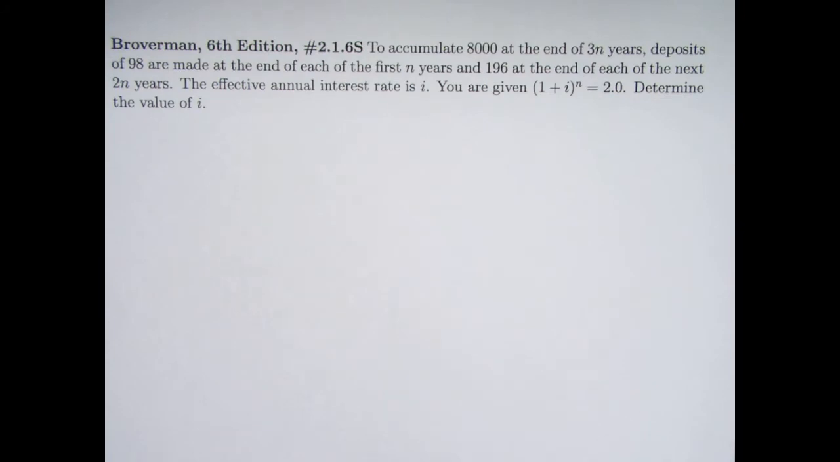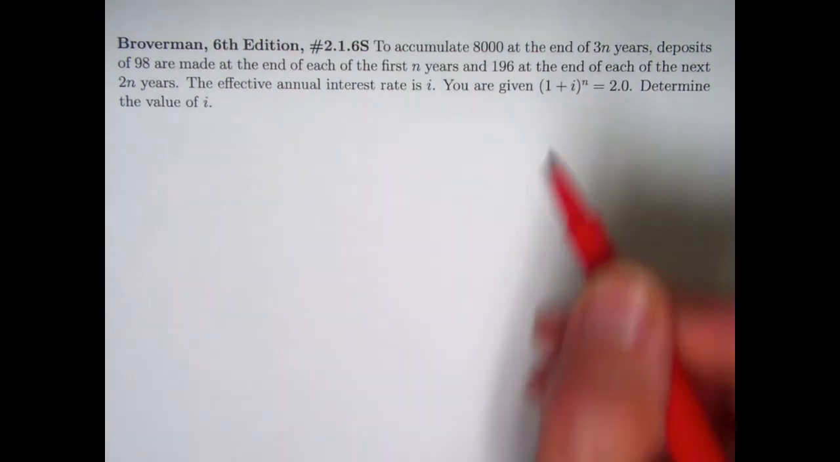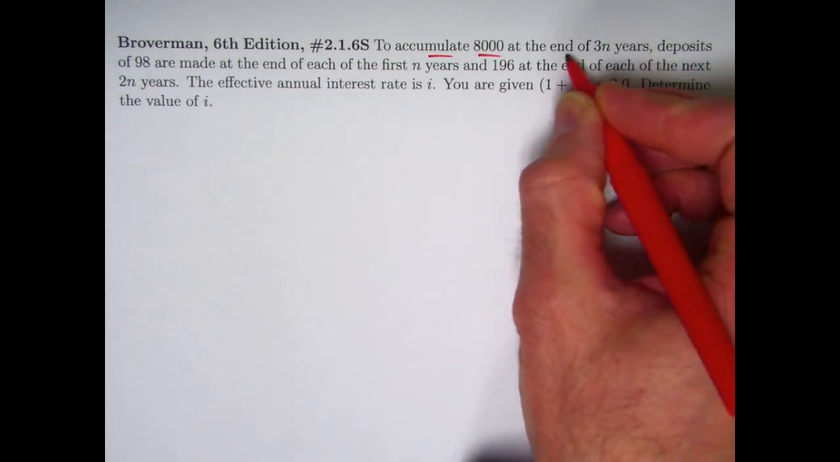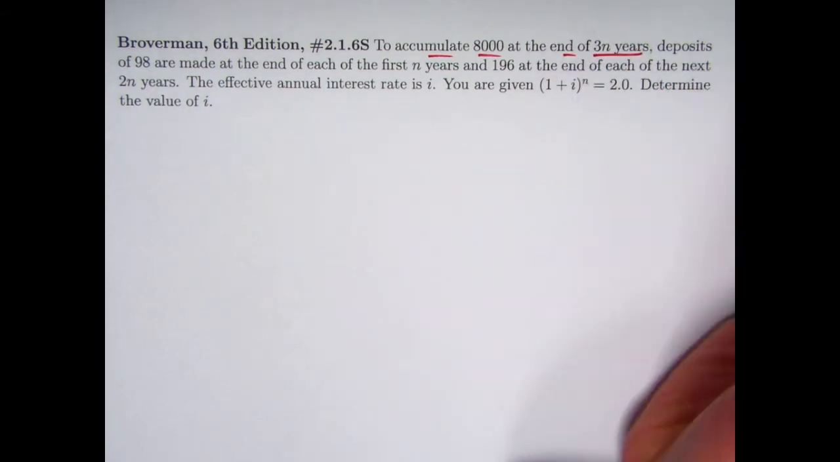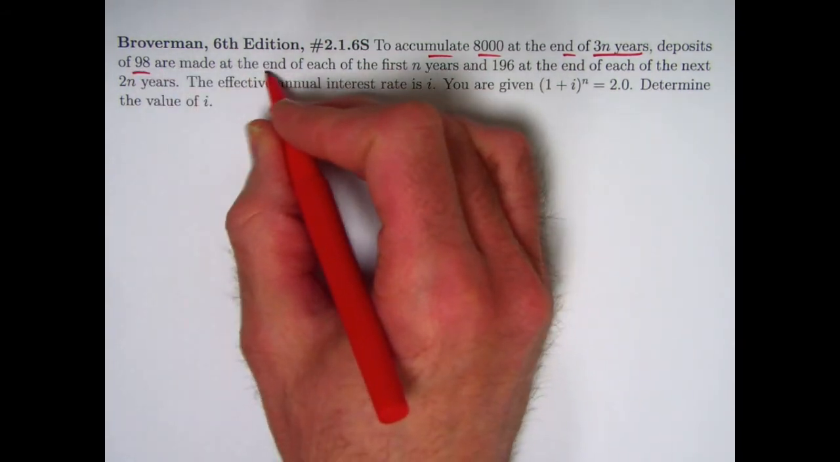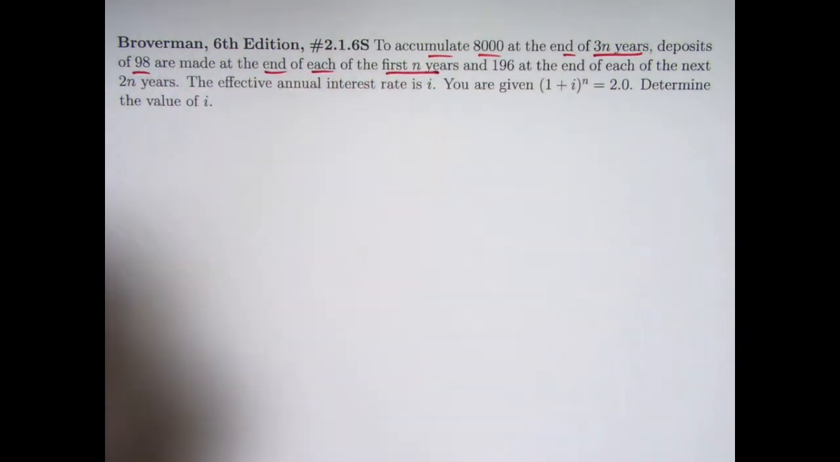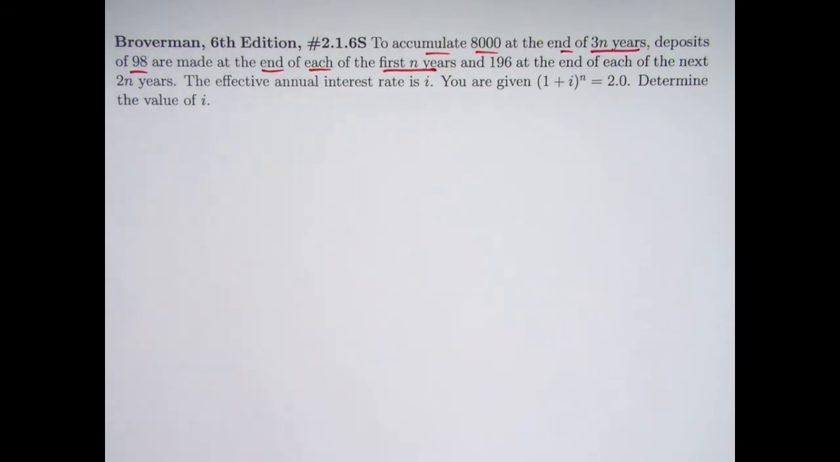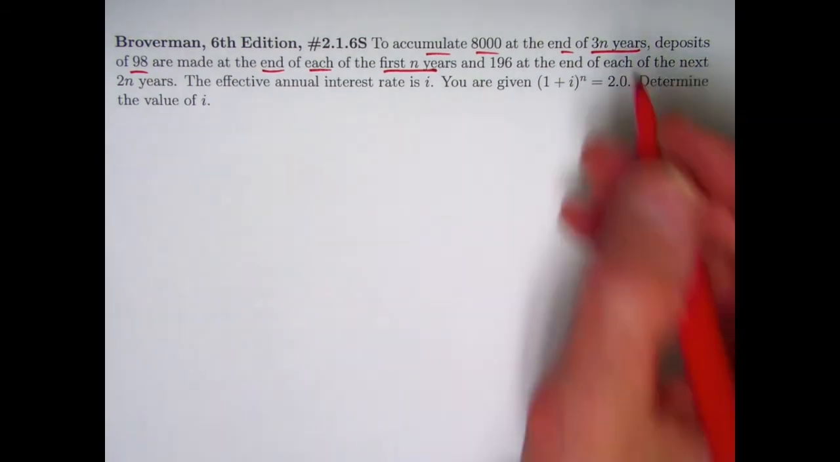Here's the problem statement. To accumulate in the future 8,000 at the end of 3n years, n is unspecified, deposits of 98 are made at the end of each of the first n years. So these are regular deposits. That's an example of an annuity. Regular payments, in this case, regular deposits.